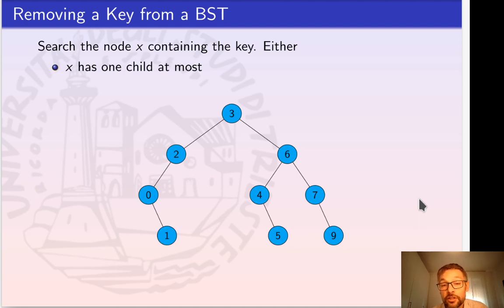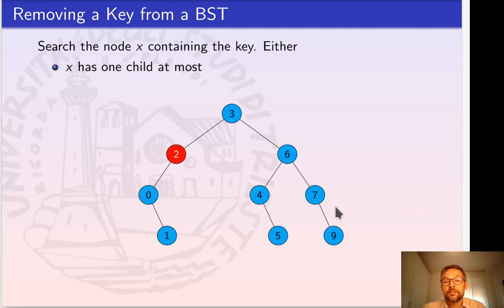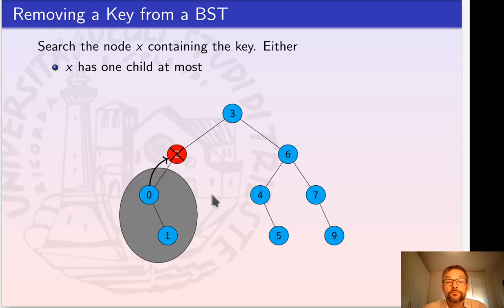Either the node containing that key has at most one child, for instance in this case, so let's assume we want to remove the value 2, and in this case we are dealing with a node which has only one child, which is this one. So removing this node is quite easy. We simply have to delete it and replace this node by its child. Okay.